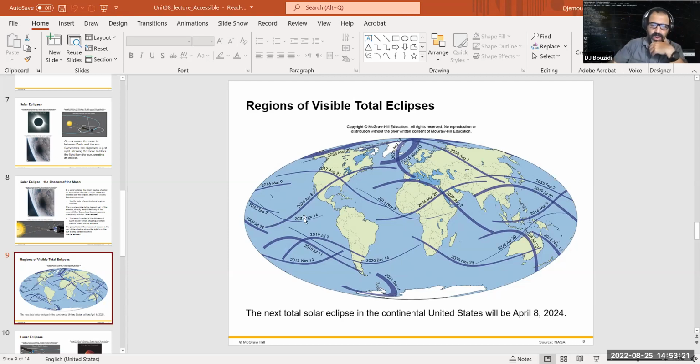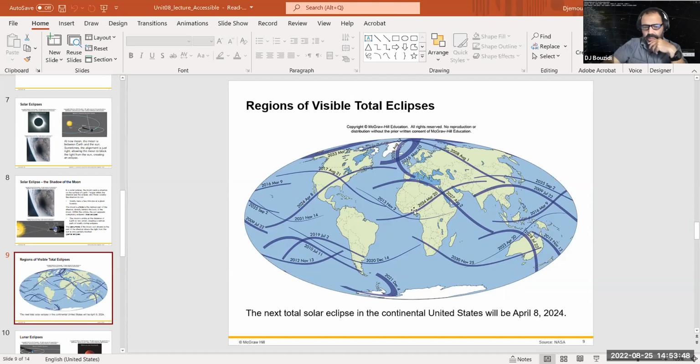Okay, the United States will experience something along those lines, but it's going to pass through Texas and also some of the Midwest and also some of the eastern states, but not through the West. That is going to be on April 8th, 2024, which is in about a year and a half from today. So that's something nice to look forward to.